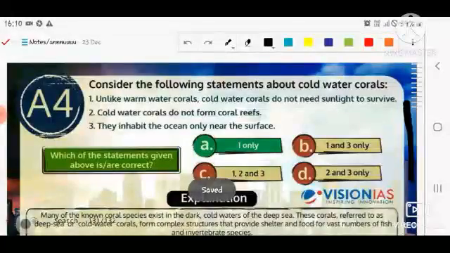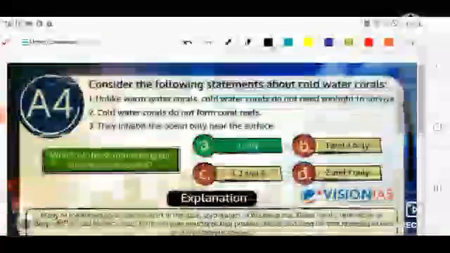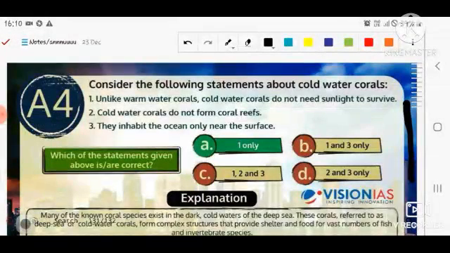Okay, let's see the next question. Next question, I think it is very big. Consider the following statements about cold water coral. Number first, unlike warm water coral, cold water corals do not need sunlight. If they do not need sunlight, then how do they survive? They can take the oxygen or minerals from the rock, so they do not need to depend upon sunlight.